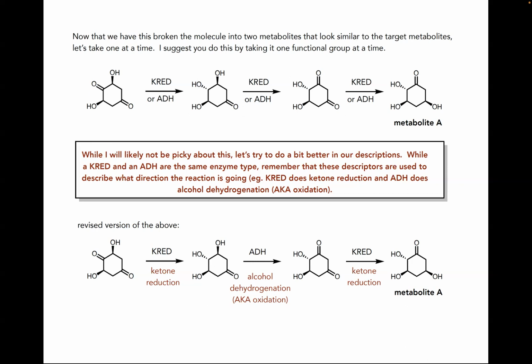Okay, so you may want to be a little bit more intentional in the exam to say which direction it's going. So what I've done is, at the top we have what we went through, but on the bottom we have a more specific type of description. So that first one, we reduced a ketone, so that would be through a KRAD. The second one, we actually oxidize an alcohol up to a ketone, so that would be an alcohol dehydrogenase. And then finally, a ketone reduction to get to metabolite A.